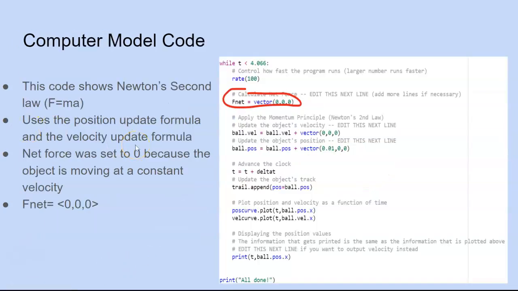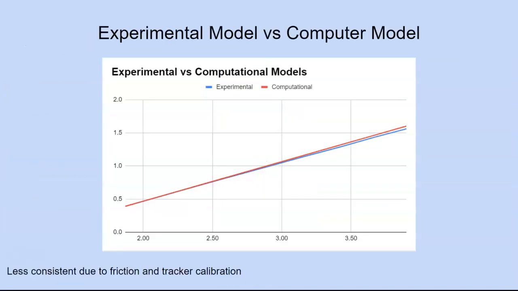The computational model code shows Newton's second law, force is equal to mass times acceleration. It uses the position update formula and the velocity update formula. The net force was set to zero because the object is moving at a constant velocity. And this net force vector was 0, 0, 0, of course, because there was constant velocity, meaning there was no acceleration. The experimental model is in blue and the computational model is in red.